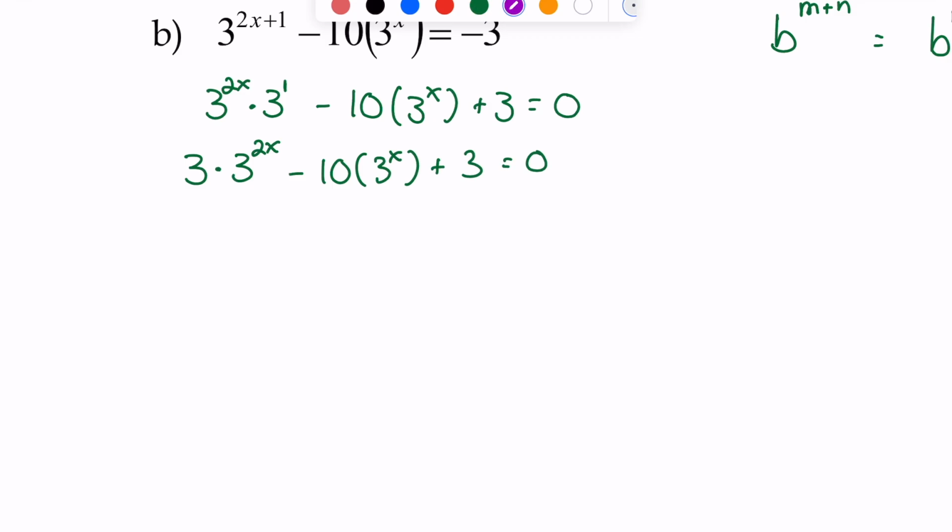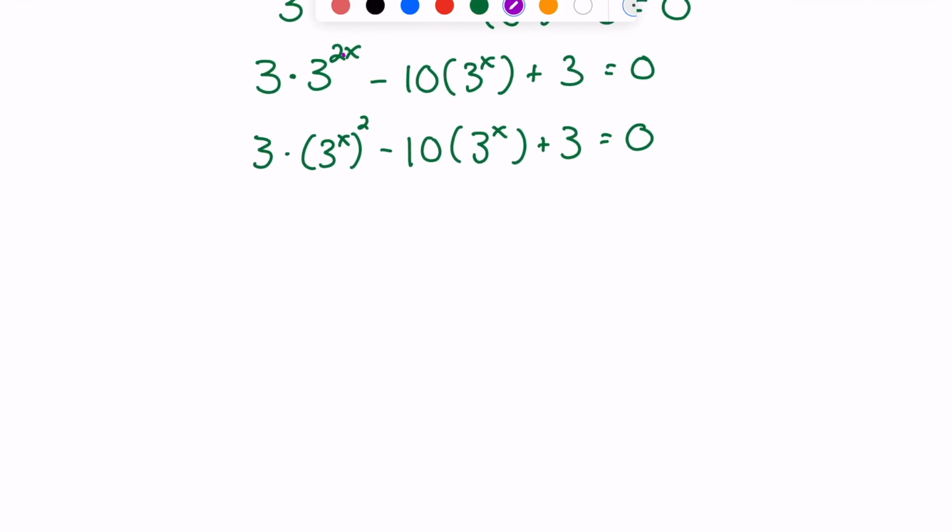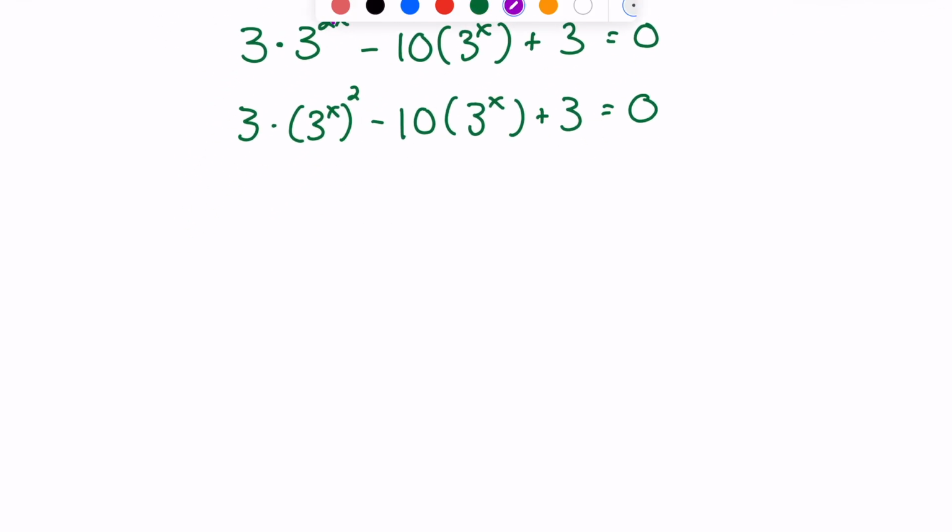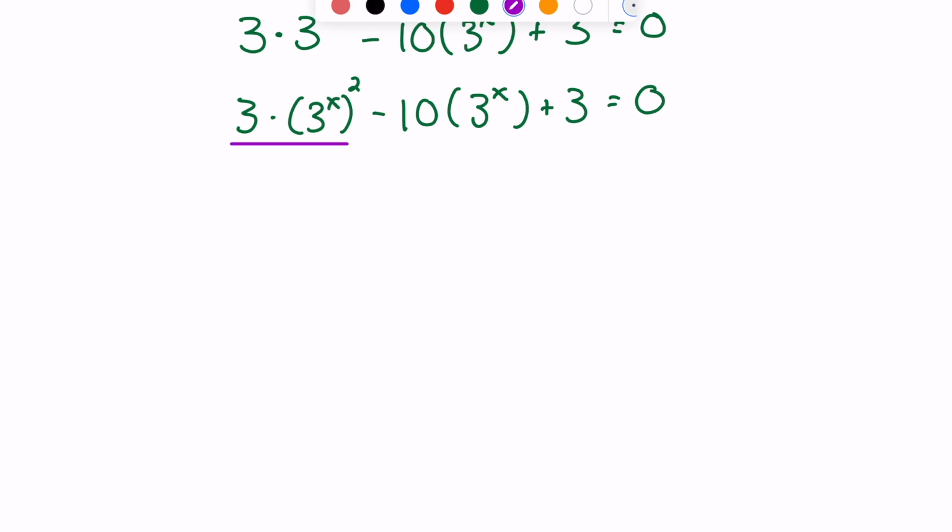Well, now we have to do the same thing that we did in the previous problem. This is 3 to the 2 multiplying x. So I can rewrite that as 3 times (3 to the x) squared, using the same thing we just did above, minus 10 times 3 to the x, plus 3 equals 0. Okay. Notice again, you have your two terms that have the unknown. So first term, second term.